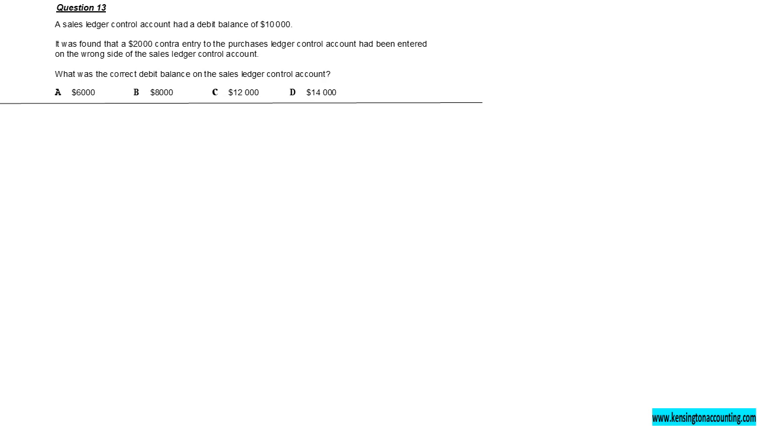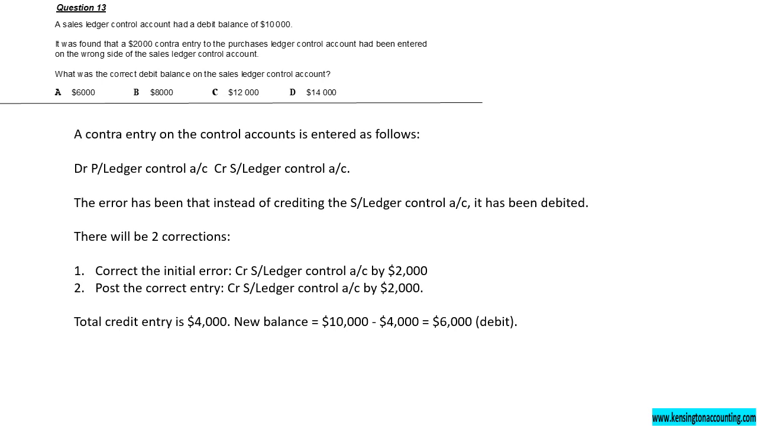Question 13 is an error made in the sales ledger control account. Okay, now the correct entry for a contra entry on the control accounts is debit purchase ledger control account and credit sales ledger control account. Now, in the question it says the contra entry was entered on the wrong side of the sales ledger control account. Therefore, instead of crediting, it was debited.